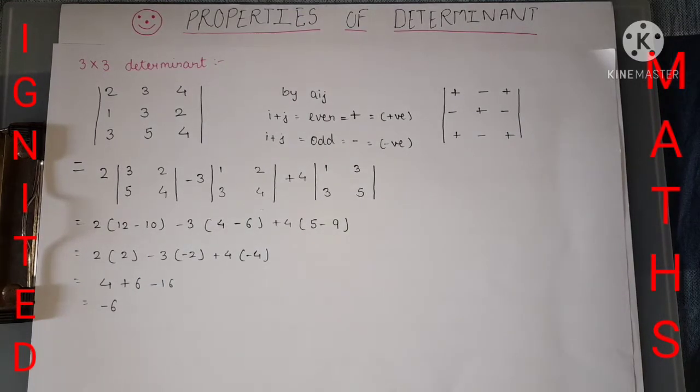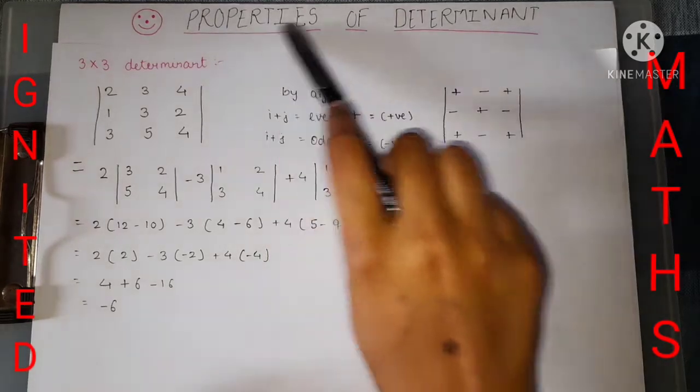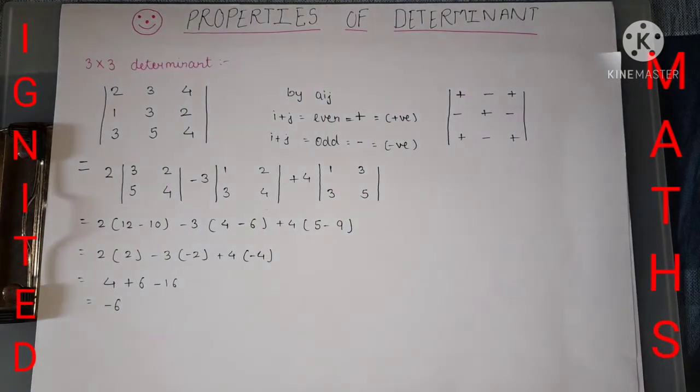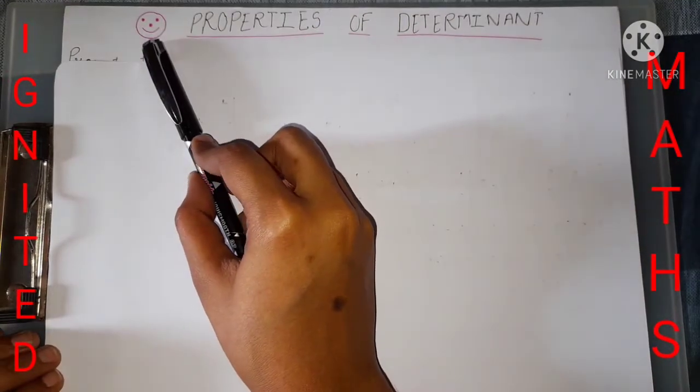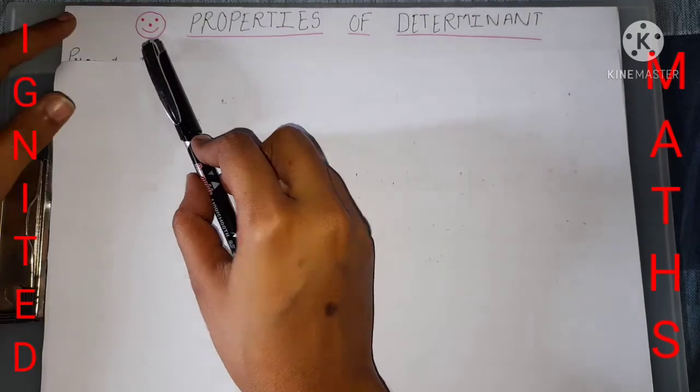This is in expanding format, but by using some of the properties of the determinant, we can solve the determinant sums very easily. So let's do it. If there is any shortcut method, then of course the face will be so happy. So let's start with the first property.